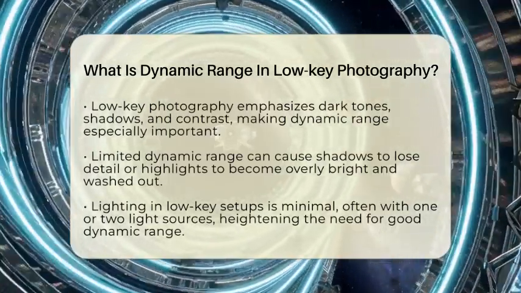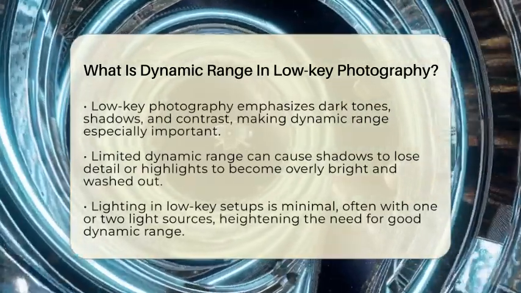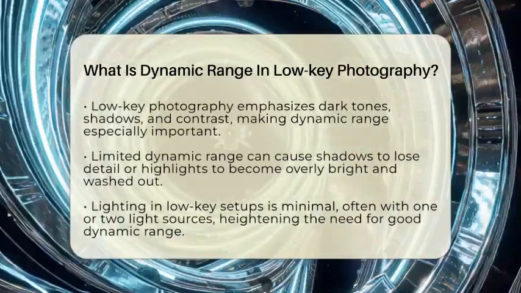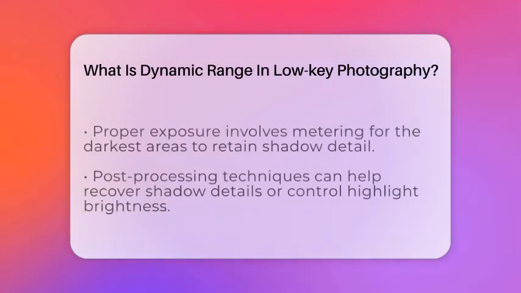When setting up for low-key images, lighting is usually minimal, often with just one or two light sources. This setup emphasizes shadows and contrast, making dynamic range even more important. You want your camera to capture the nuances within those shadows without losing information. If your camera's dynamic range isn't enough, the shadows might appear crushed or overly dark, flattening the image.